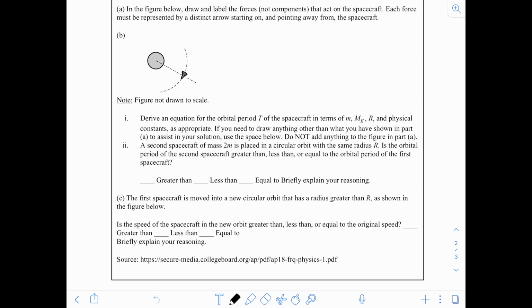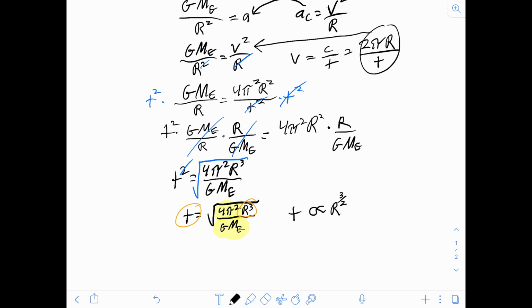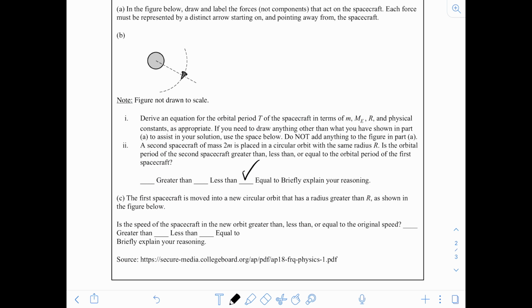Moving on to the next question, we have a second spacecraft with a mass of 2m that is placed in a new orbit, and we're asked if that orbit will be greater than, less than, or equal to the orbit of the previous spacecraft. By referring back to our previous equation that we just derived, we can see that the mass of the spacecraft is not there, and so adding or subtracting any weight from the mass of the spacecraft will not affect the period of orbit. With that being said, we can now safely answer the question as equal to.